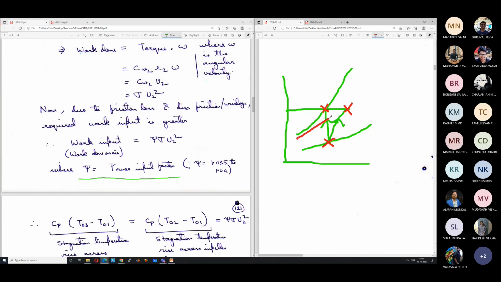We just assume that this is the compressor pressure, meaning outlet pressure, and ideally this would have been the work input, and in an actual case, this is the work input. But if this was the work input, the stagnation temperature rise would have been this for the ideal case. But in the actual case also, this is the stagnation temperature rise. But the pressure actually is not as much as what we could have obtained if there were no frictional losses.